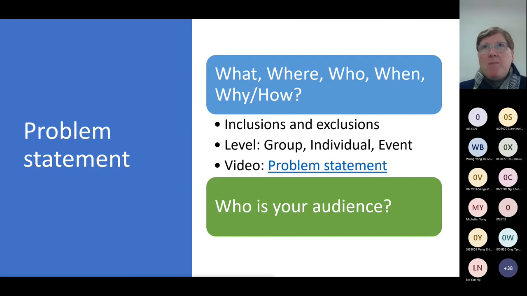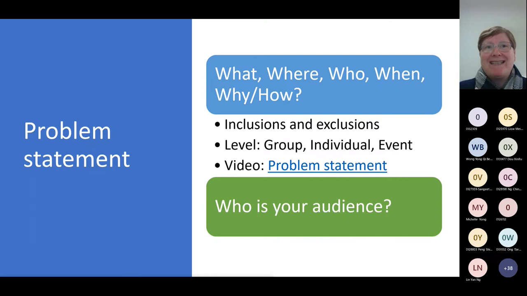And a key part of the problem statement is saying why it matters. So why it matters is all connected in with your audience. It's sometimes referred to as the so what question. Another way of thinking about it is, why should anybody care? So you're really looking at that idea of, this is a problem I want to understand better or help to solve.